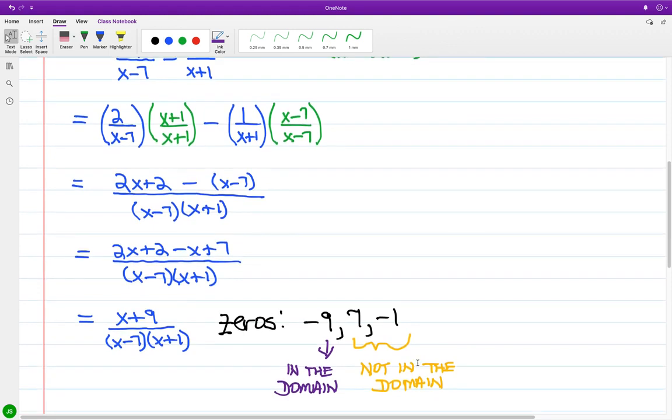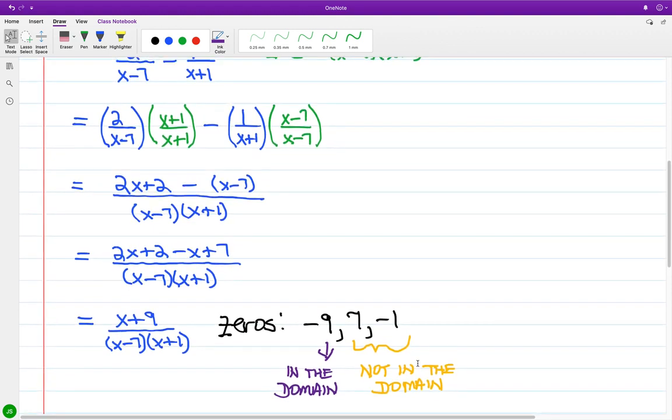And we have, with the zeros from the numerator, x equal to negative 9, and you can have a 0 numerator as long as you do not have a 0 denominator. So negative 9 is in the domain. Whereas in case of 7 and negative 1, those stem from denominator factors. They are zeros, but they are zeros that are not in the domain.